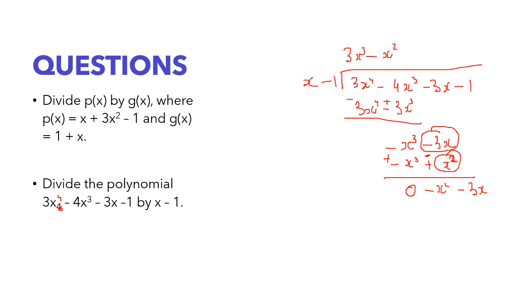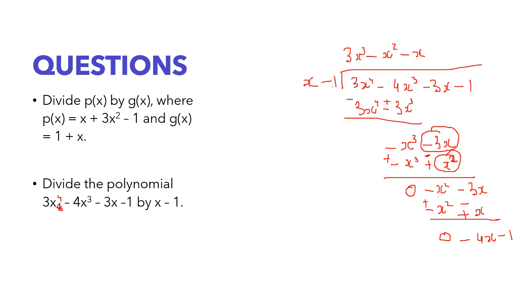With what should you multiply x to get minus x square? Minus x. Minus x into x is minus x square. So I'll be getting minus x square, and minus 1 into minus x is plus x. When you change the signs, minus x square plus x square will become 0, minus 3x minus x will become minus 4x, and the remaining one, this minus 1, I'll be putting it down.